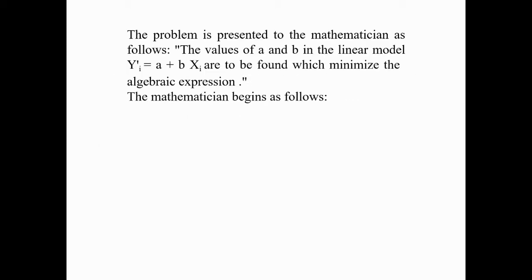So the problem is presented to the mathematician as follows. So the values of a and b. If we have a variable a and b in a linear model, then we can conclude that the coefficient of A is y, and then the coefficient of B is actually x. Then we can conclude that y is equal to the constant of the coefficient y plus B, which is the constant of the coefficient x. So whatever the value of the coefficient x, you can multiply it with B and add it to the constant of A to get the value of y, which is the y-intercept.